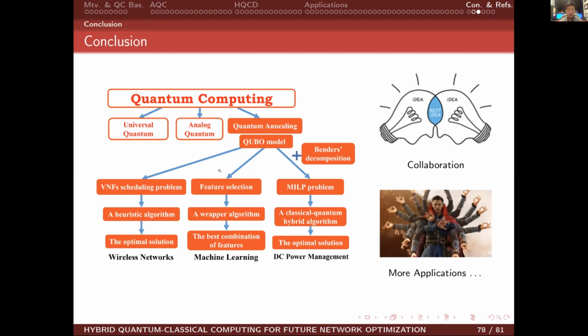And then we show 3 examples. The wireless network and the machine learning are still QUBO models. And for the pure integer programming, and for the power management for data centers, we have this Benders decomposition to decouple the problem.